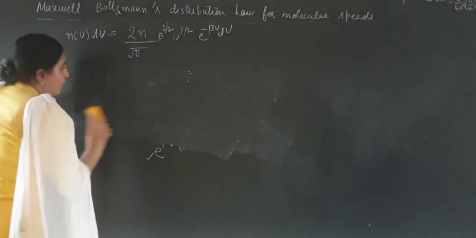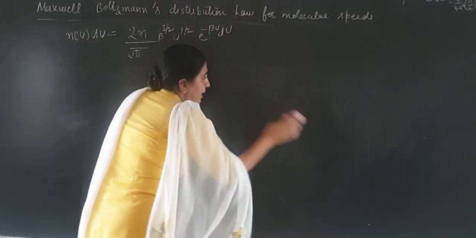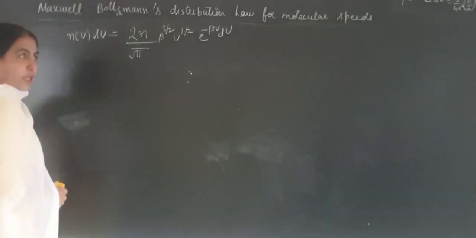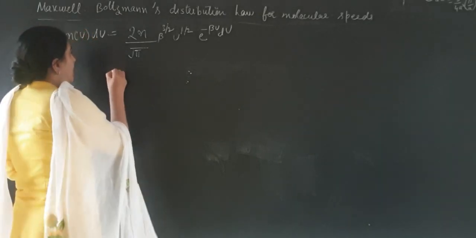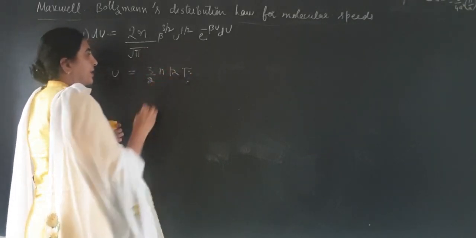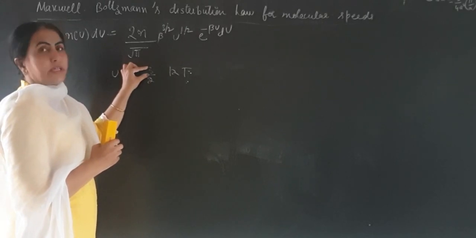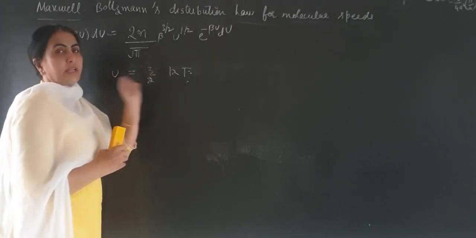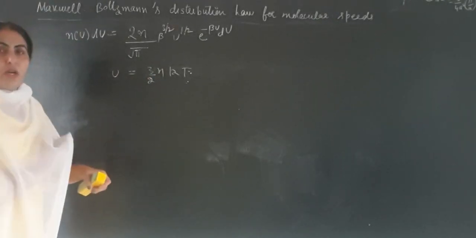Now we have to find out the value of beta. How can you find out the value of beta? To find out the value of beta, we use the law of equipartition of energy. According to the law of equipartition of energy, the energy for one molecule is equal to 3 by 2 kT. 3 is the translational degrees of freedom, half kT multiplied by the degrees of freedom, that is 3. And if we have n molecules, then we multiply it by n. This is the total energy.